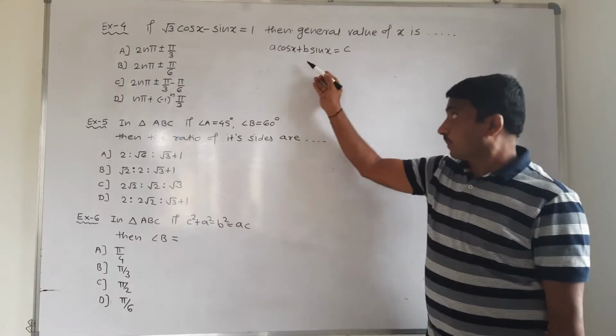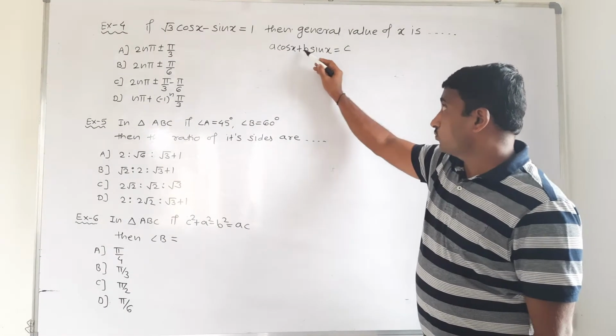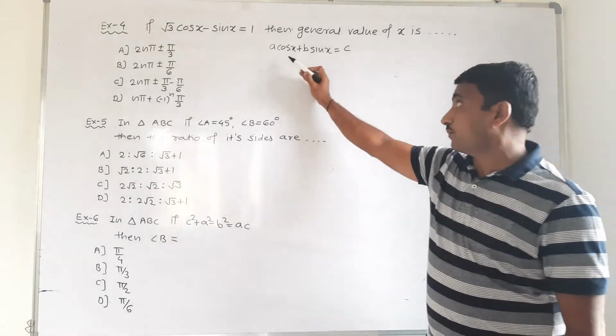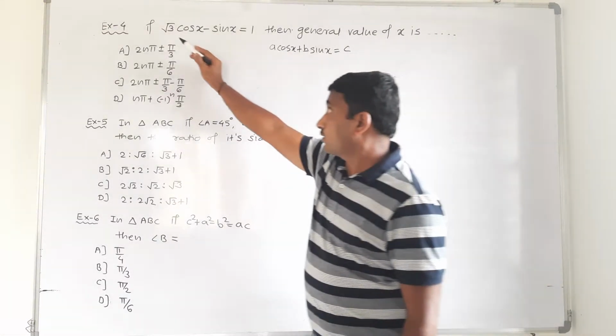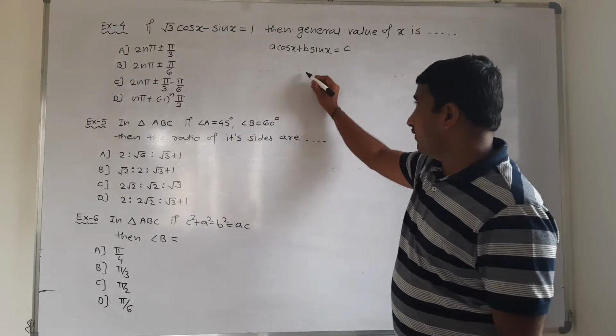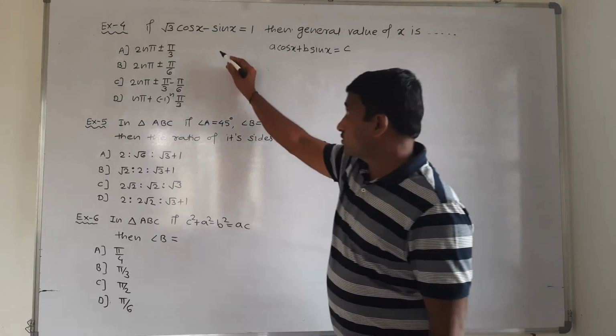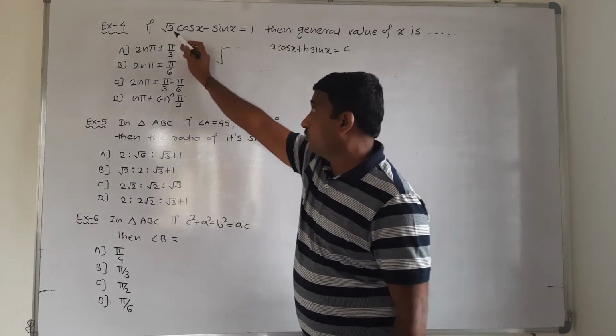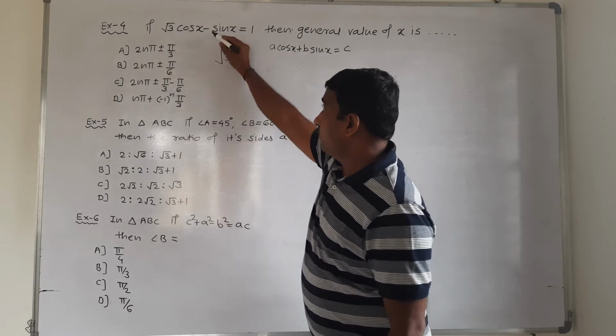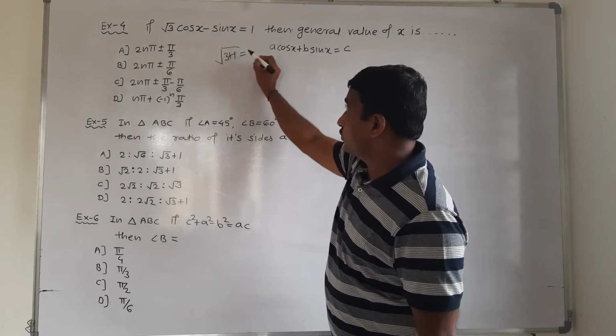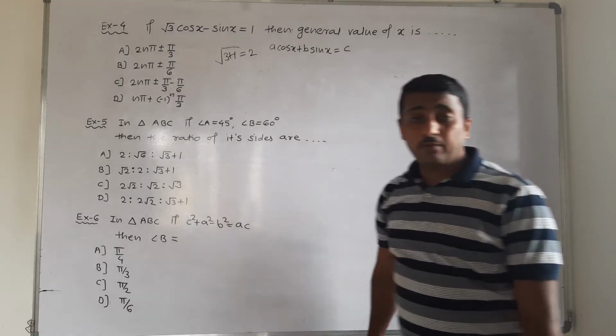This type of trigonometric equation, we first divide by square root a square plus b square. That is here root 3 and here 1. Therefore, we divide by square root a square plus b square: root 3 square is 3 and 1 square is 1. That is root 4, that is 2, divided by 2.